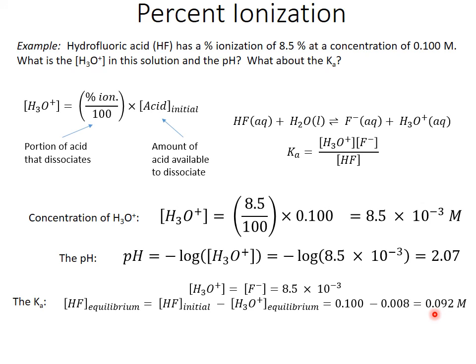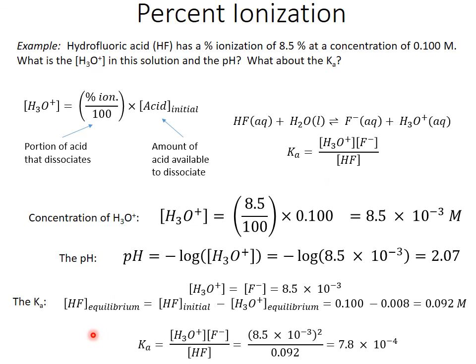Now that we have the equilibrium concentrations of all our components, we just plug them into the mass action expression. K sub A will equal 8.5 times 10 to the minus third squared over 0.092. Crunch that down and you get 7.8 times 10 to the minus fourth is our Ka.